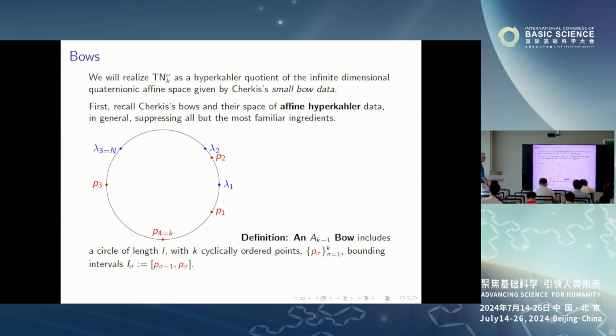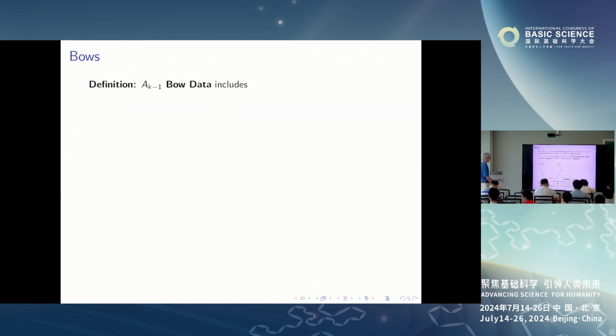So we have endpoints lambda 1, lambda 2 through lambda n. They're required to be distinct from the P's, and they're also distinct from each other, so no multiplicity is allowed. And n can be 0, so lambda could be an empty set.